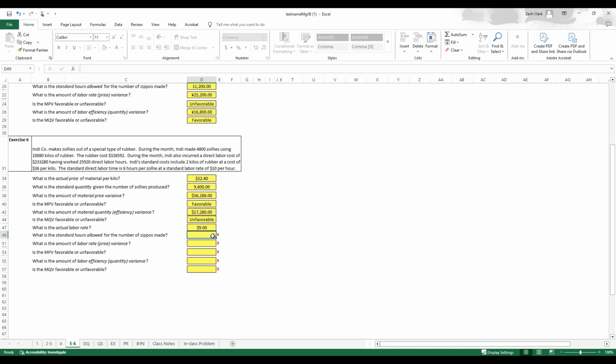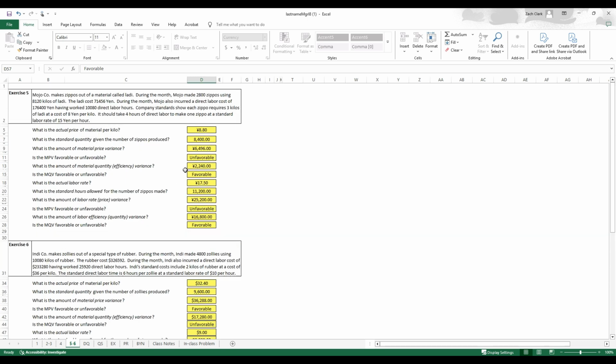The standard hours allowed for the number of Zippos made was 28,800. The amount of the labor price variance was 25,290. Both of these, as we just looked at, were favorable. And the usage or efficiency variance was 28,800, and again, favorable. So sweet. Okay, we got those all to work out.